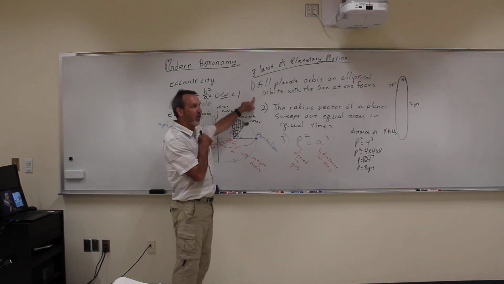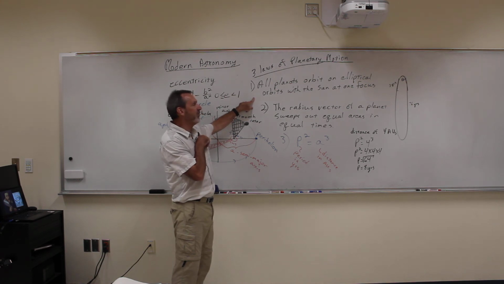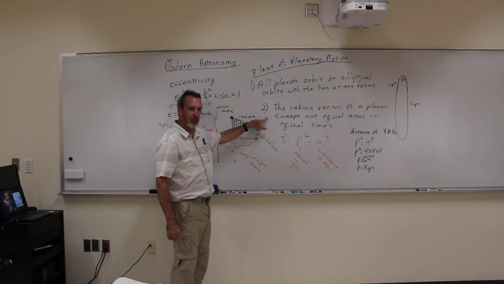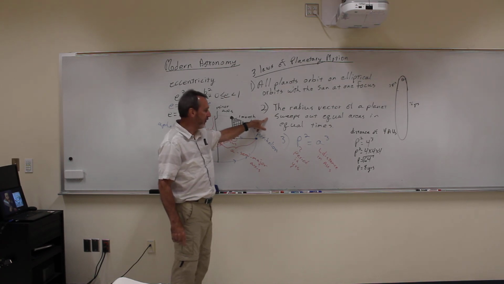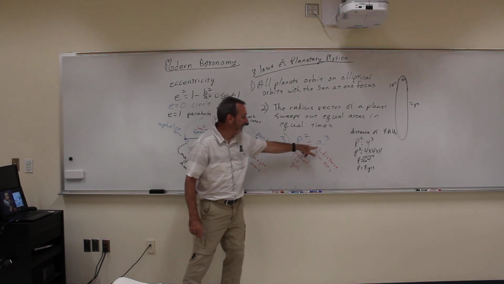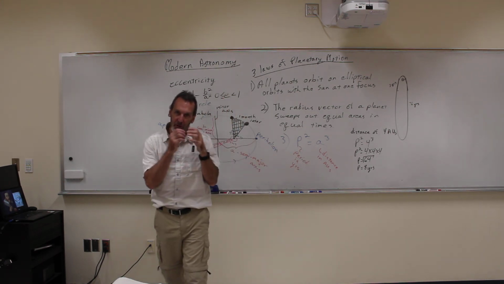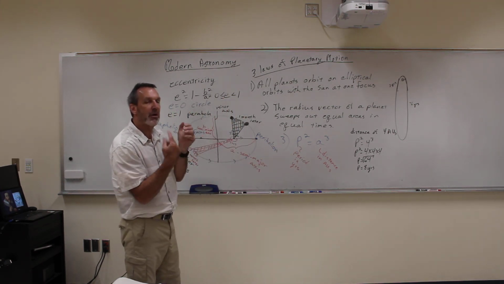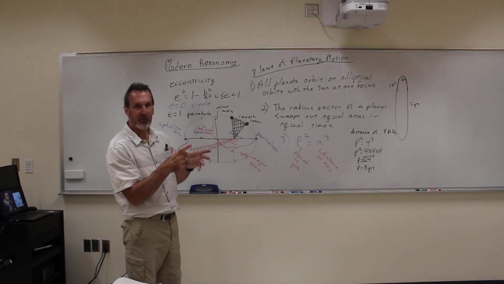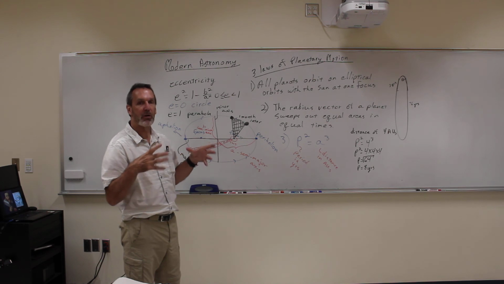All planets orbit in elliptical orbits, with the sun at one focus. And this isn't just for planets. This is anything going around the sun. And it goes fastest when it's closest to the sun, slowest when it's furthest away. And P squared equals A cubed, which means you make A bigger, P gets bigger. So the planet closest to the sun, like Mercury, goes around in 88 days. So it has the shortest period. It also has the shortest distance. And then it gets longer as you go out.